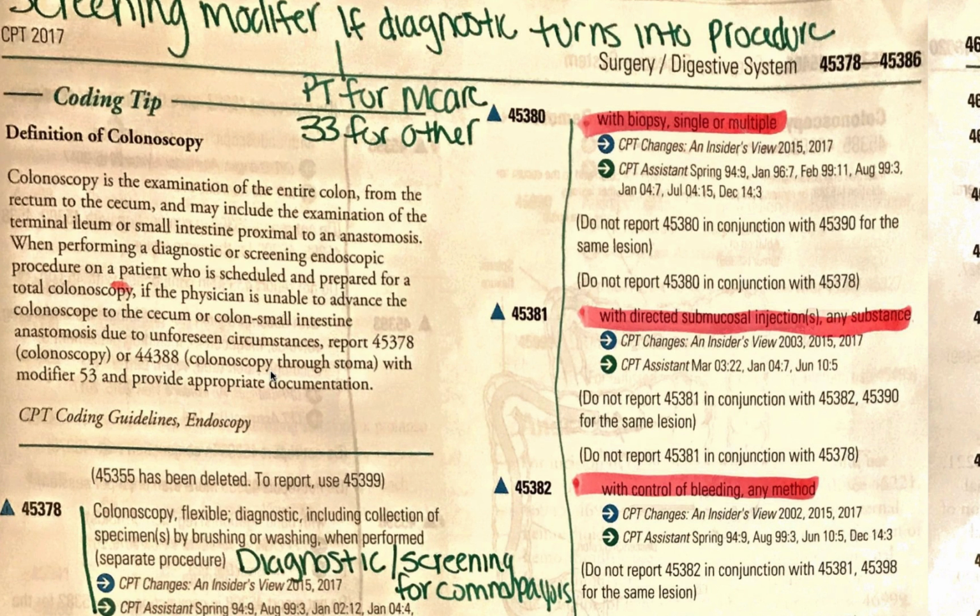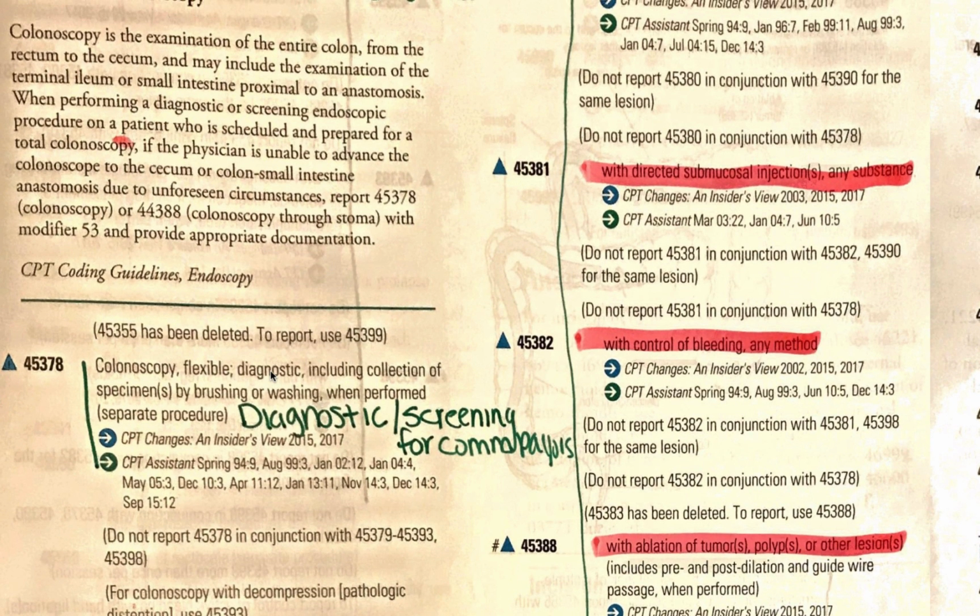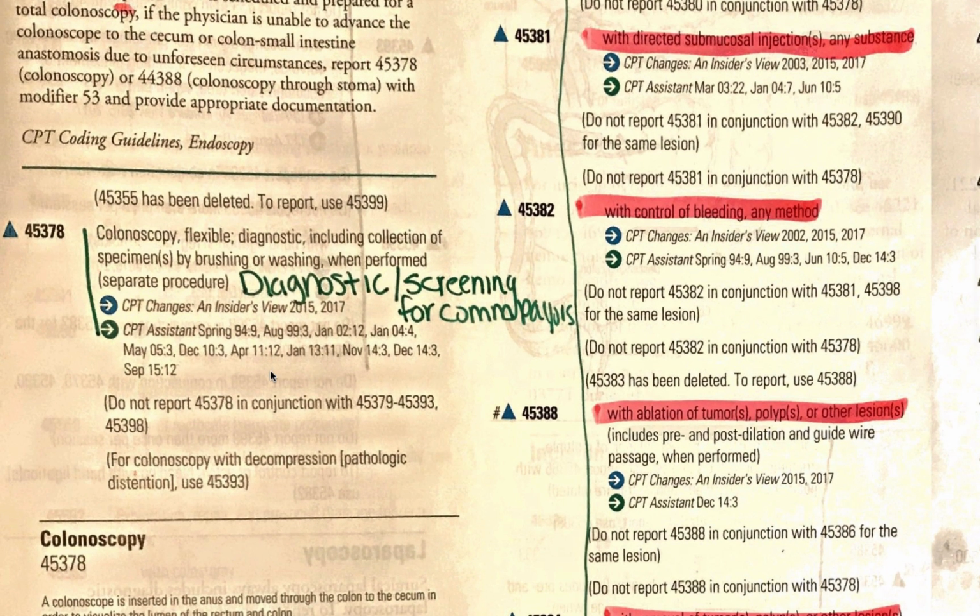45380 is with biopsy, single or multiple, so you cannot code it more than once. 45381 is with directed submucosal injections. 45381 could talk about tattooing as well. 45382 is for control of bleeding. 45388 is an ablation of tumors or polyps or other lesions.